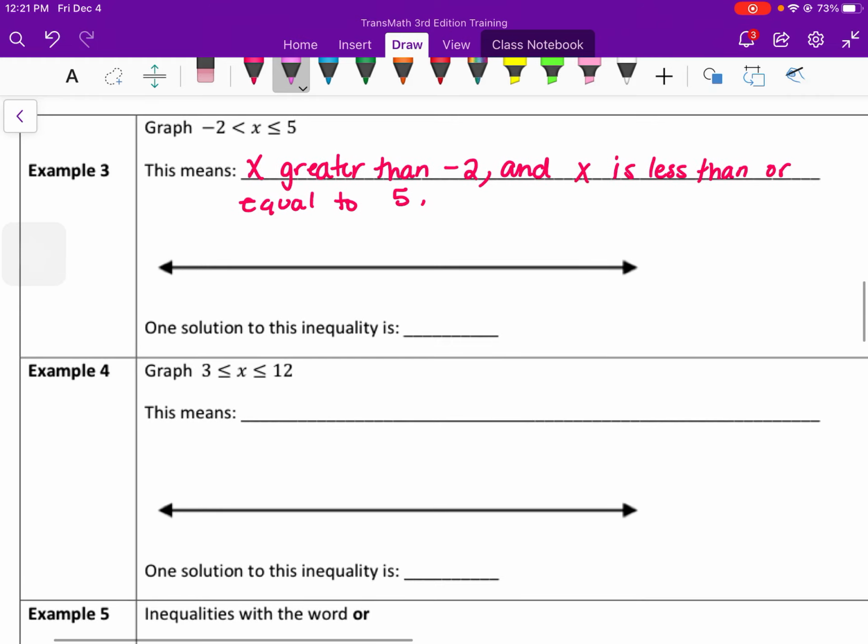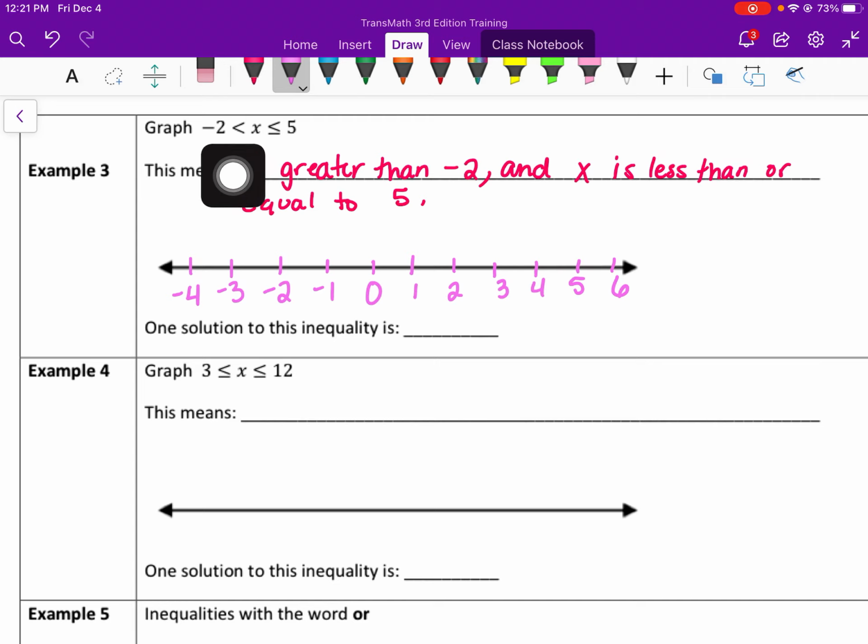All right, so since we're starting at -2, I'm going to start my number line at -4. And then count -3, -2, -1, 0. And then 1, 2, 3, 4, 5, 6. At -2, it is just the greater than symbol. -2 is less than my x, so no equal to. So at -2, you're going to have an open circle.